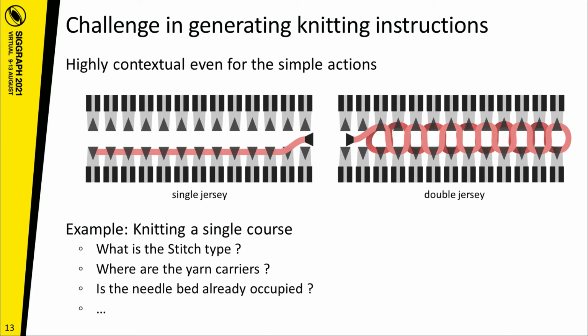For instance, the instructions to knit a single jersey course are totally different from the ones required to knit a double jersey one. Two, it can depend on whether the yarn carrier is on the left or on the right. And three, it can depend on whether loops already exist on the needles, because if not, then some cast-on operation might be required.